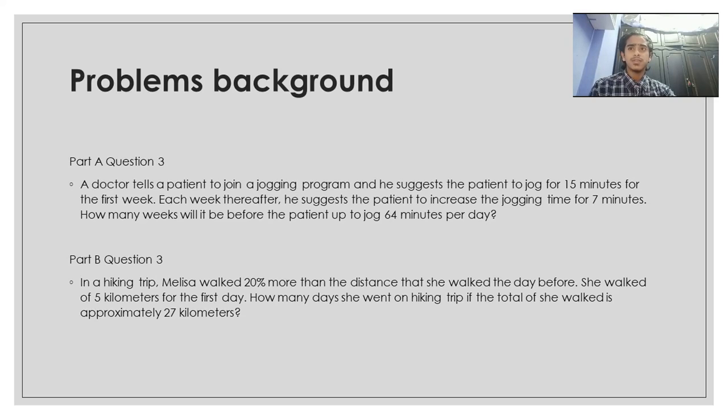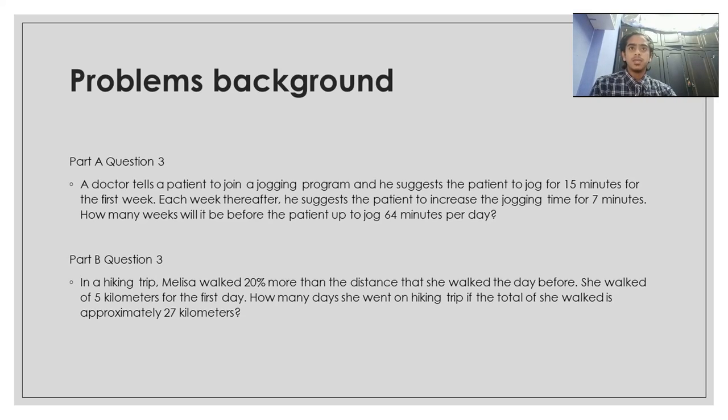So in the problem, we know that in the first week the patient jogged for 15 minutes, and for the weeks after, he suggests adding 7 minutes each week. So 7 minutes in the second week plus 7 minutes in the third week. How long will it take for the patient to reach 64 minutes per day, in which week?